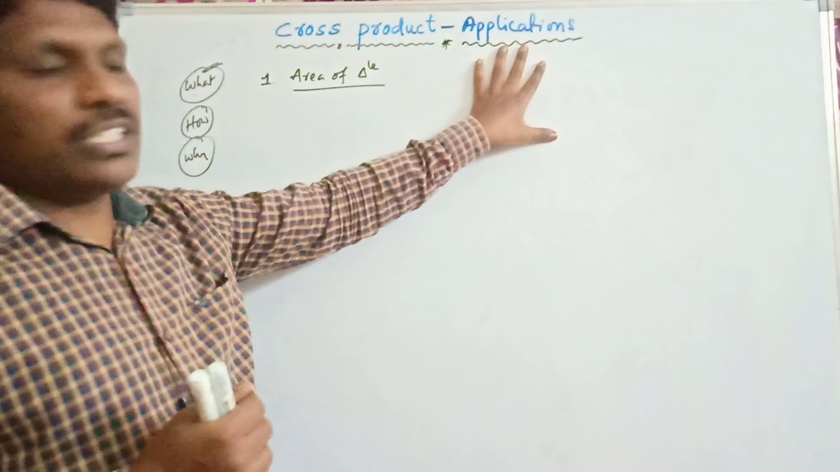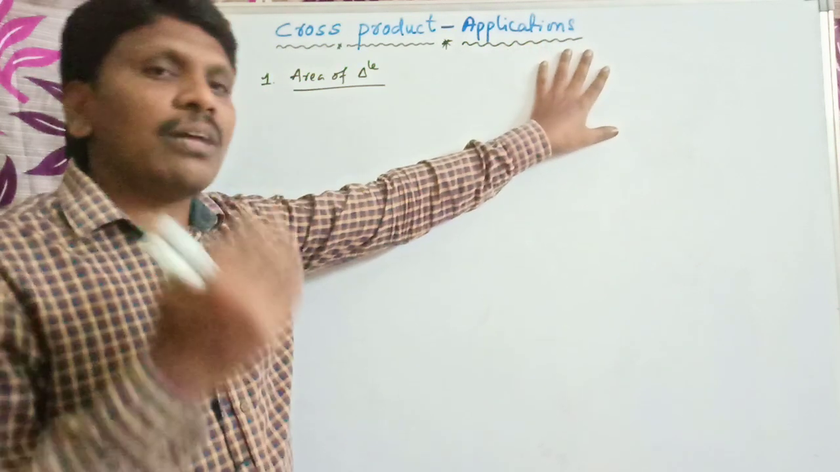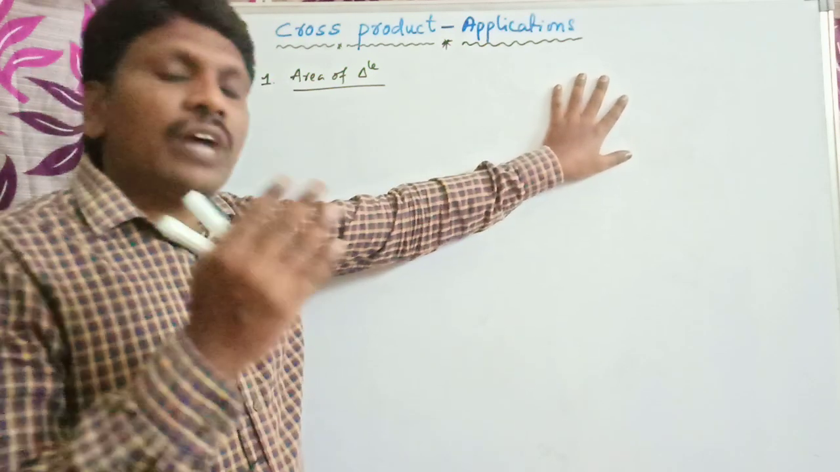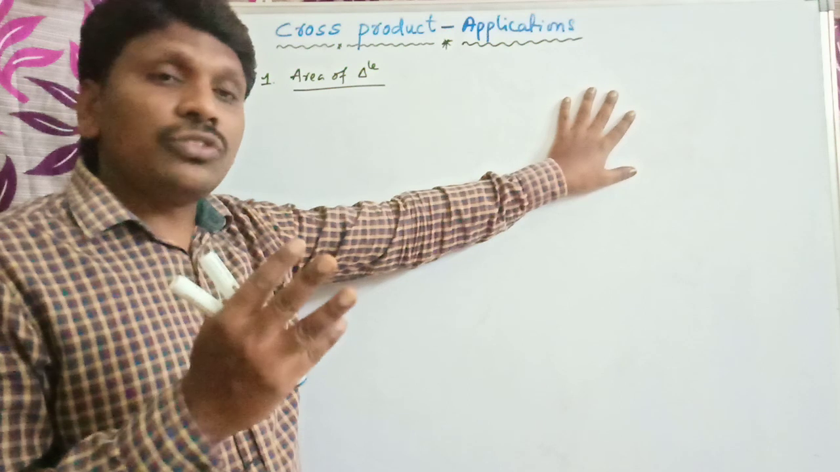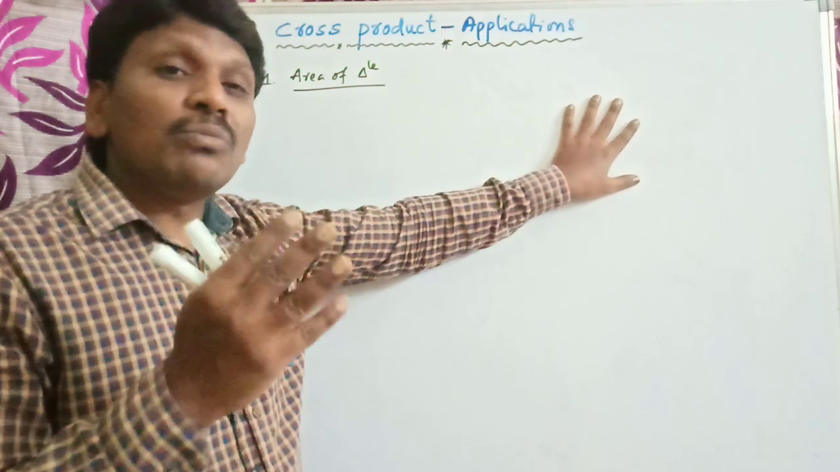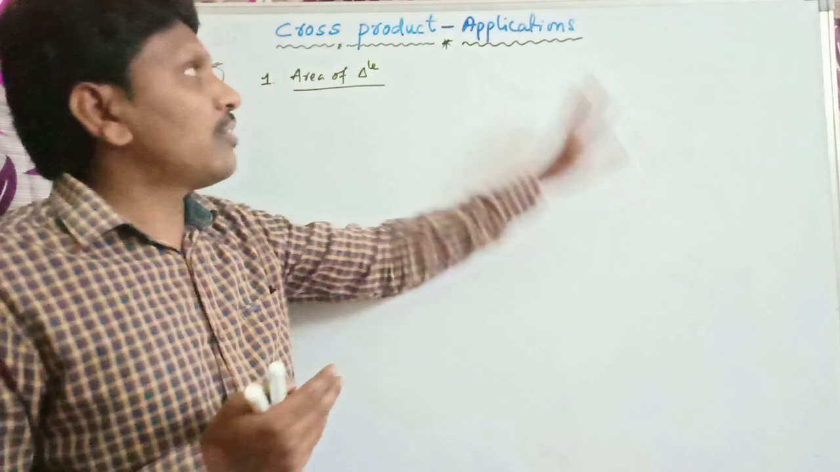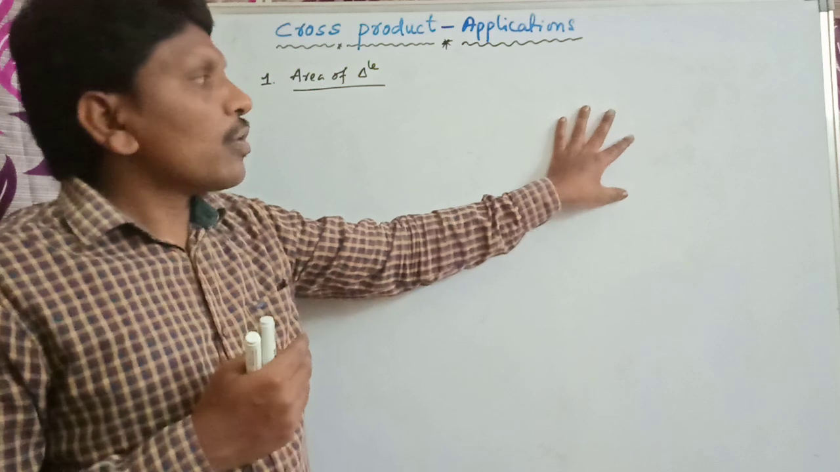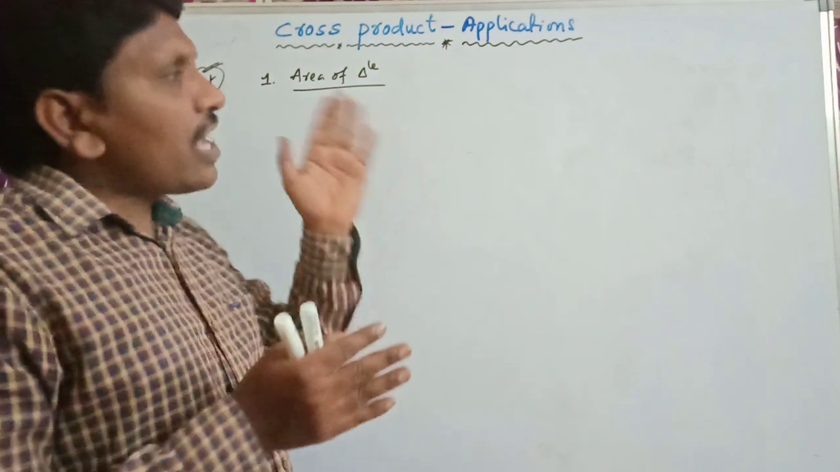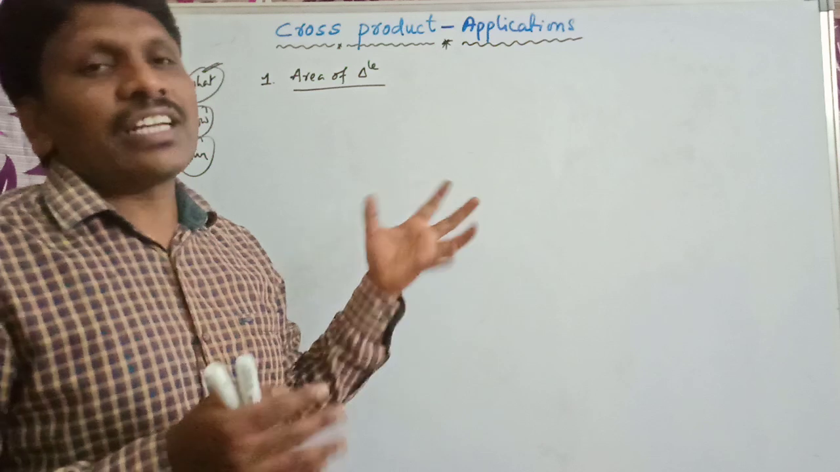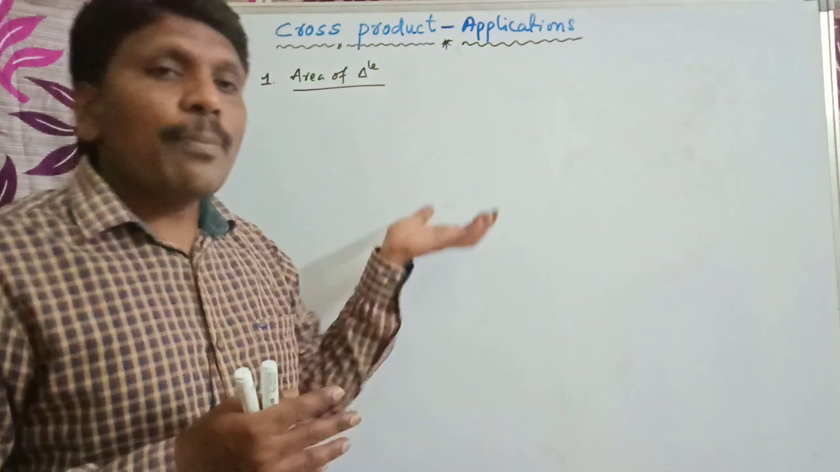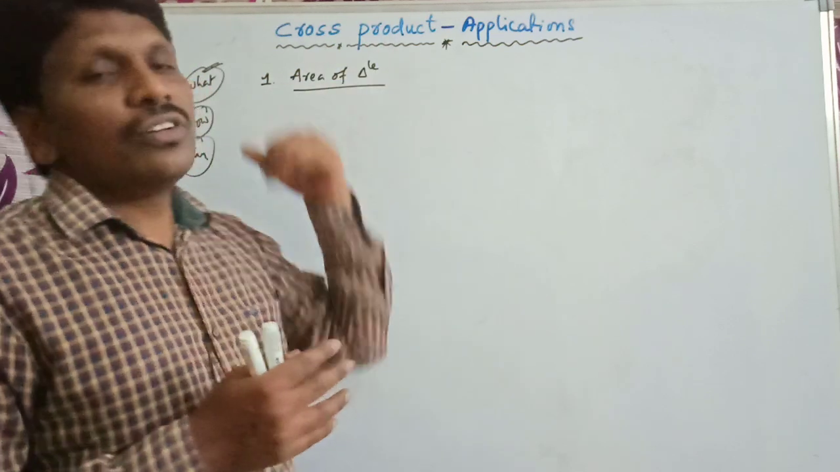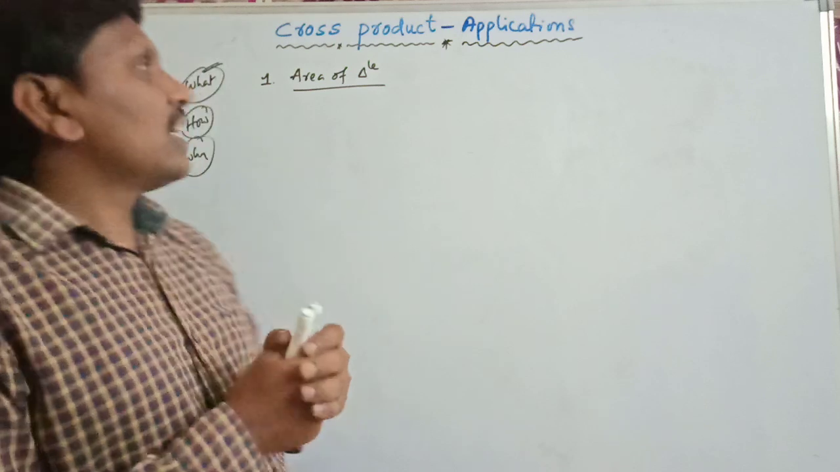What are the applications? There are three major applications. That is to find the area of the triangle, the second one is to find the area of the parallelogram, and the third one is to find the area of the parallelogram in terms of diagonals. These are the major applications of cross products that we are going to see. And how can we get these applications? We are going to prove the area of a triangle in terms of vectors. We are going to prove the area of a parallelogram in terms of diagonals with respect to cross product and in terms of vectors, that we are going to see.